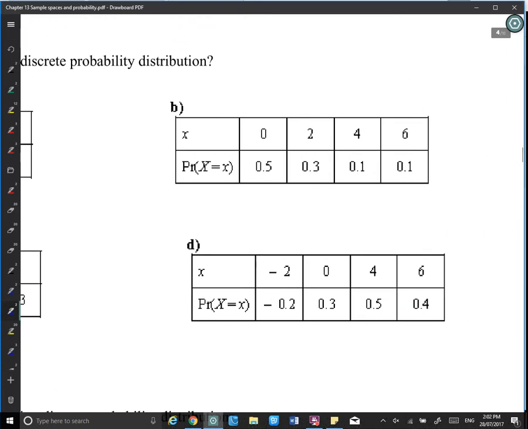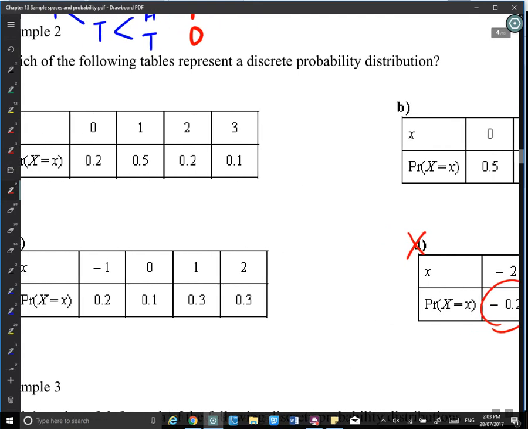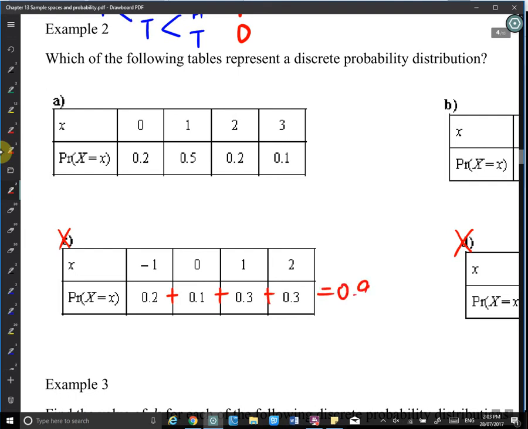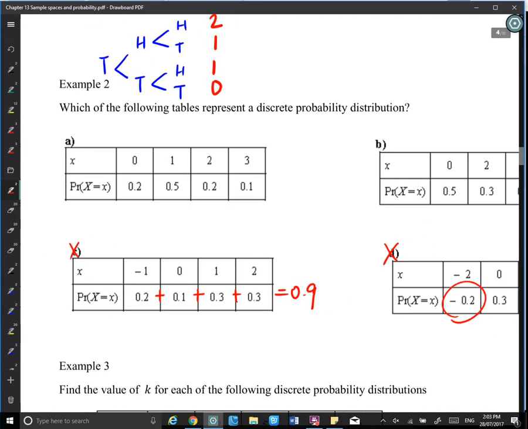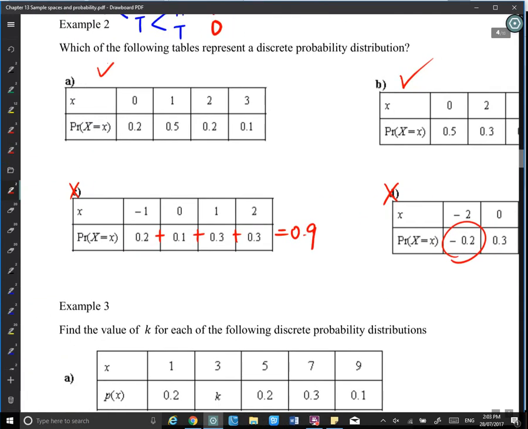D is no. Why is D no? Okay, that's obviously negative, so D is not going to be. C is no, why no? Okay, you add them, 0.3, 0.6, and that's only 0.9, so that's not going to be. How about A and B? A, yes. B, yes. Okay, A and B yes, C and D are no.